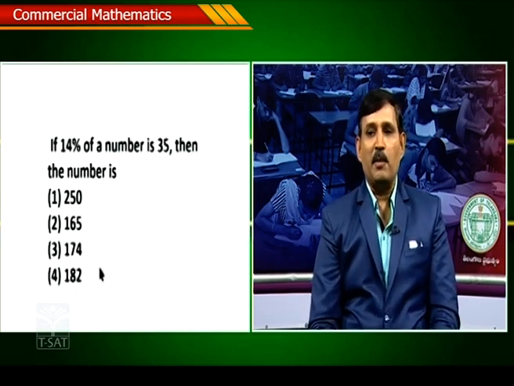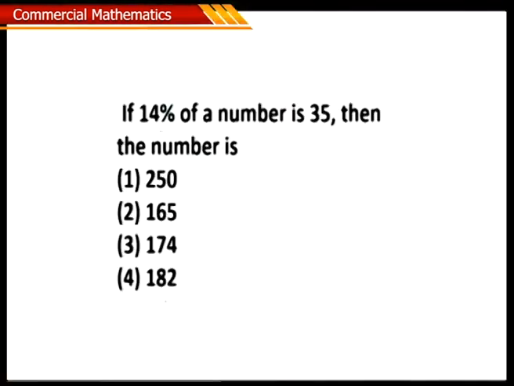Now let us check one more problem. Here it is given that 14% of a number is 35. Then what is the number? Because we don't know the number, consider it x. So 14% means 14/100, of means into the number, x, and is means equal to 35. It is as simple as that.